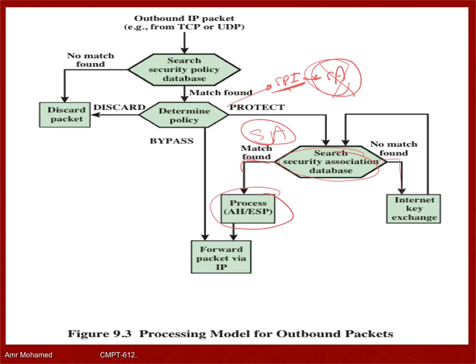If we don't have a match, what does this mean? This means that the user association was not done. Clear? The user association was not done. So we have to engage the IKE to do the user association, to have a master key, and then from the master key we create the security association, and then we go to the other path.